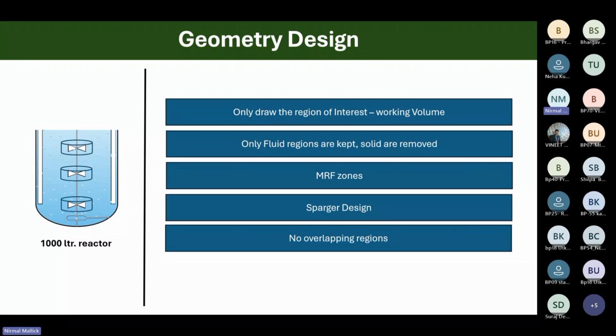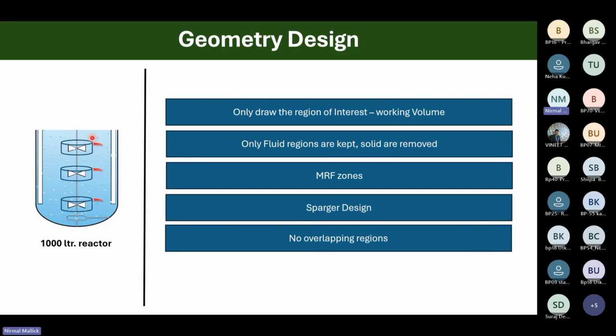So the momentum transfer happens near the wall of the impeller blades. Around here, obviously this region is rotating, and here your momentum and energy transfer will take place. So basically that's why it is called the moving reference frame zone. Okay, and the most important step in geometry design is having no overlapping regions.